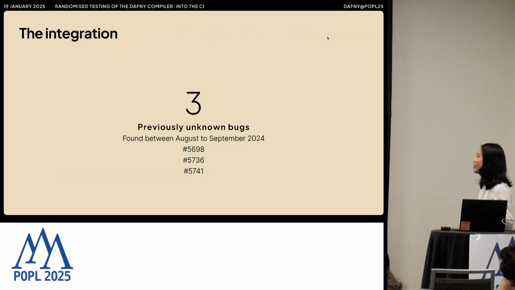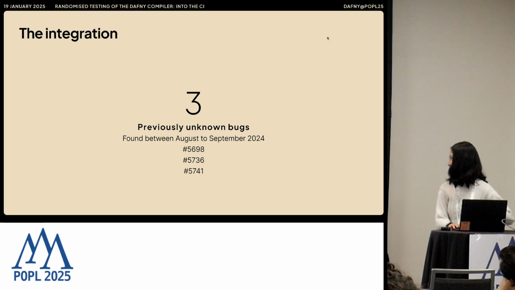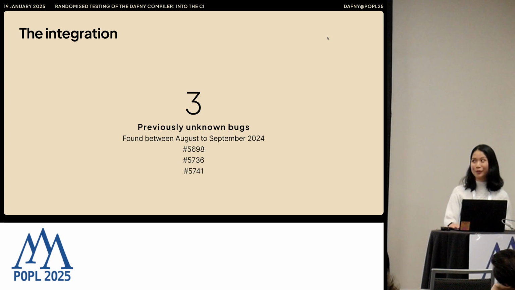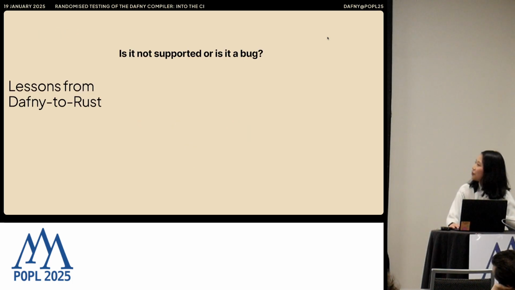Yeah, and I think the tool was quite successful. It has found 3 previously unknown bugs between August and September. But I think what's even cooler is that we learned a lot of things that were not known before. For example, this is something that we've learned from fuzzing Dafny to Rust, which is the previous talk.